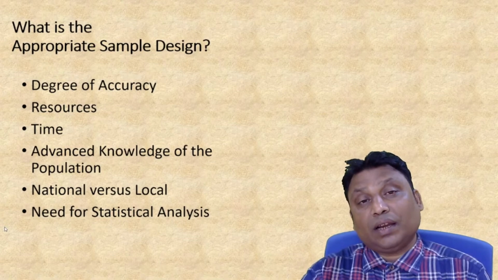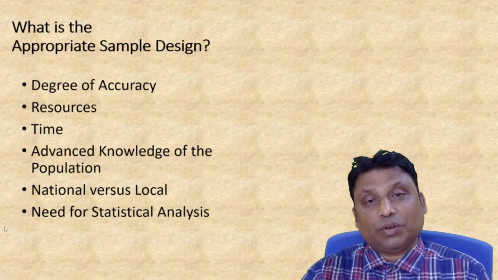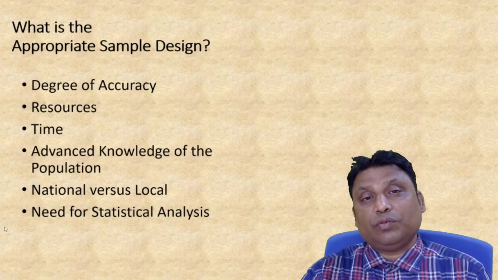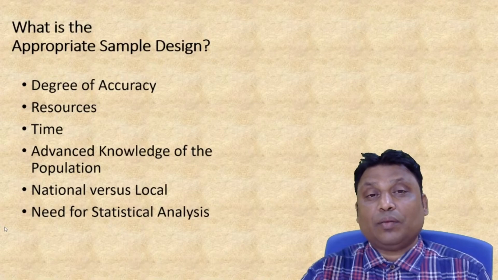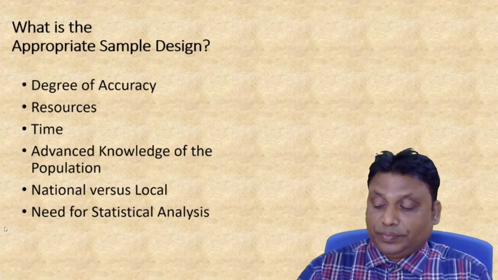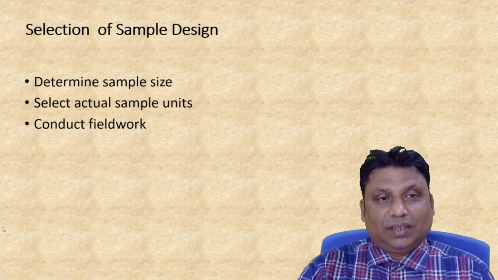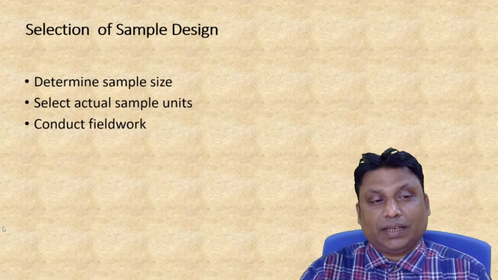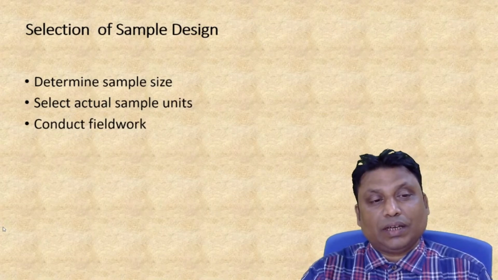Sometimes you have to manipulate the data. If you are manipulating your data, your analysis will be wrong. So in those cases, what happens? When you are designing your sample or the techniques you are using for data collection, the sampling techniques should be appropriate. If not appropriate, your entire process may be wrong. Then selection of sample, that means selection of sample design. Now determine the sample size, select the actual sample units and conduct fieldwork.